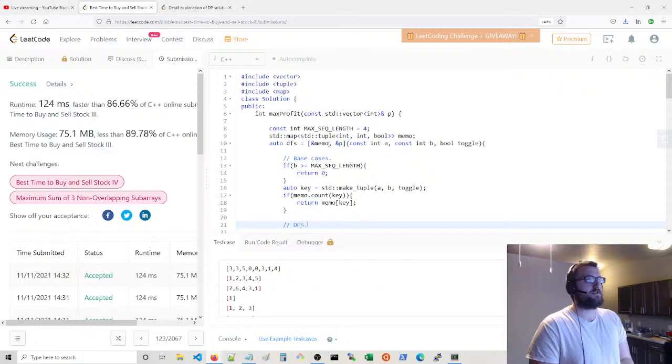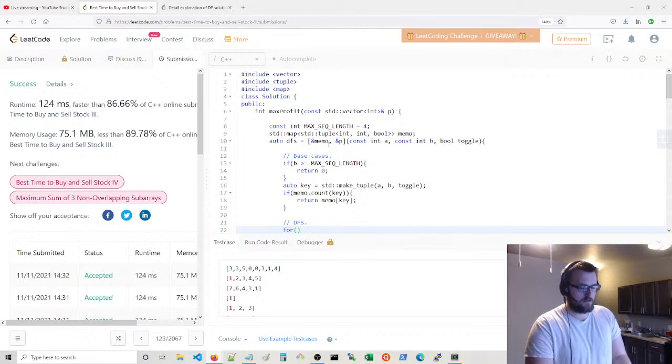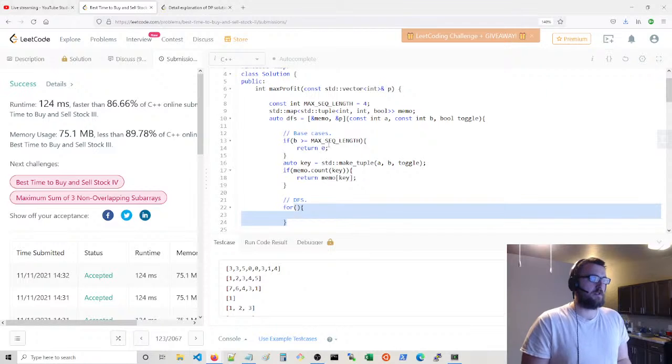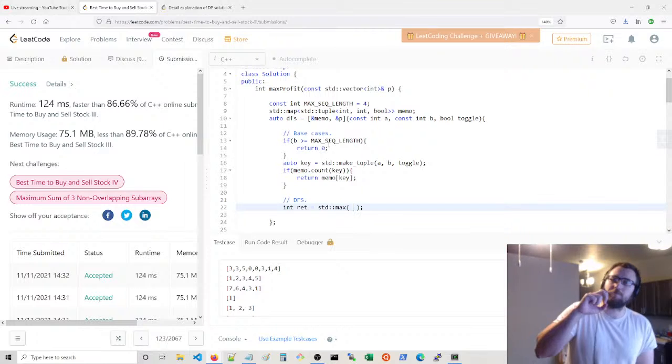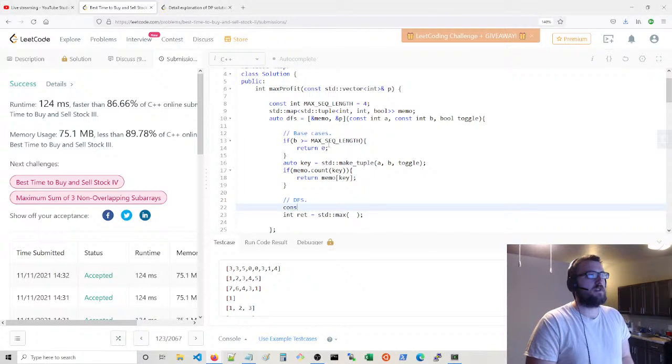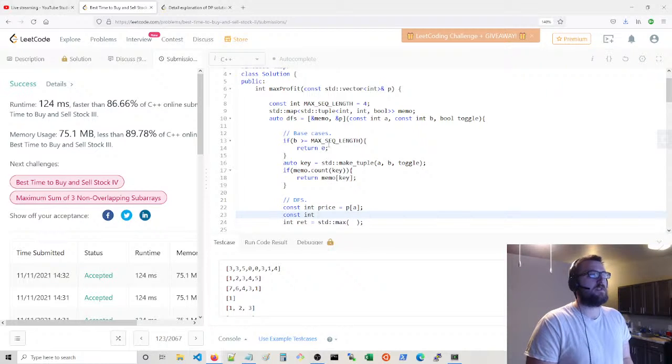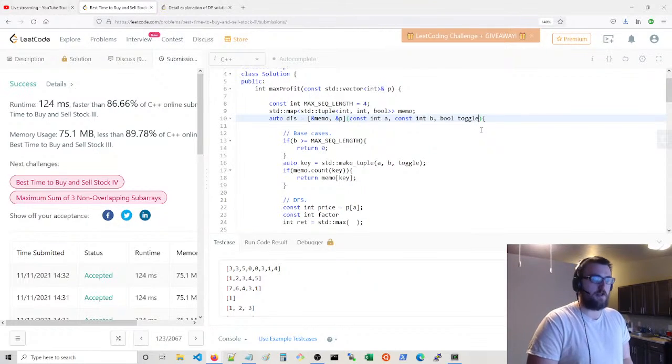And then we're going to say DFS. It's not really a for loop, it's more like ret is going to be equal to std::max of, now this is the interesting part. You're either going to include this part of the sequence or not. So we're going to say const int price is going to be P of A, const int factor.